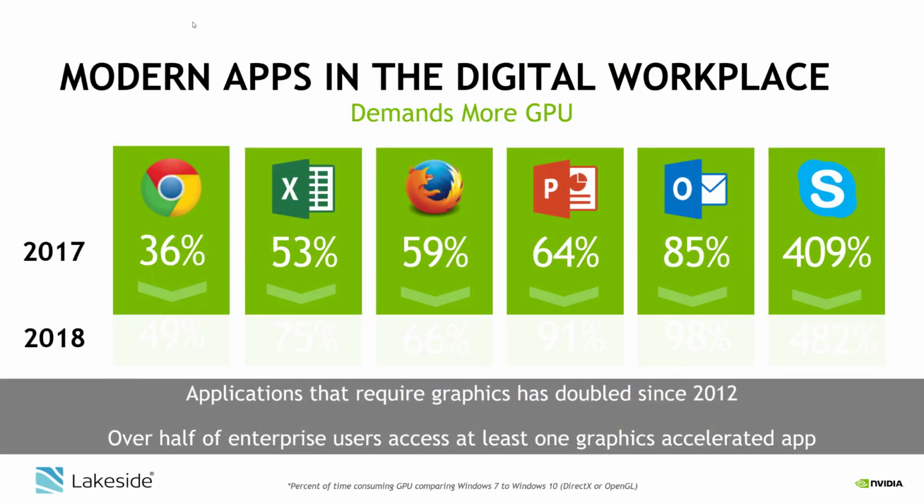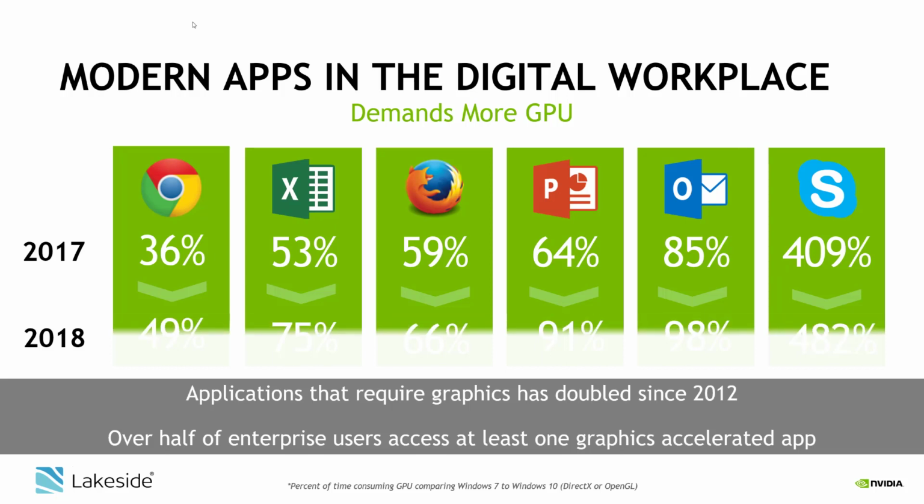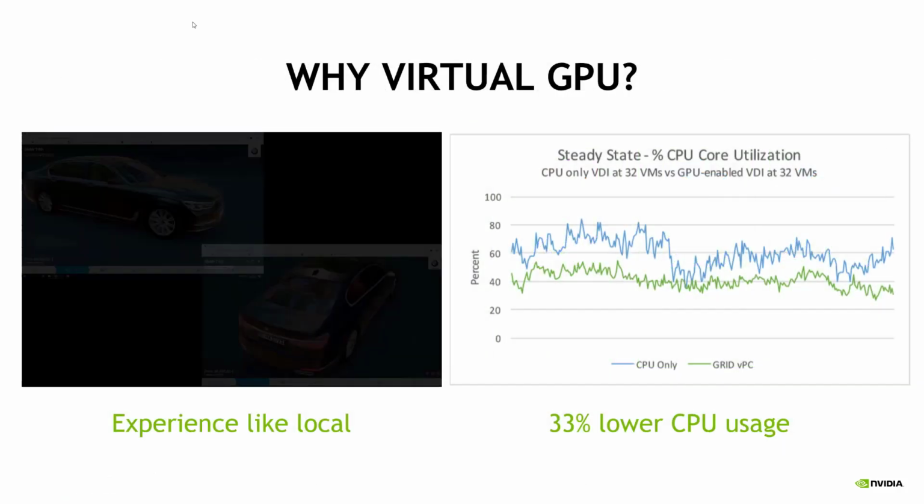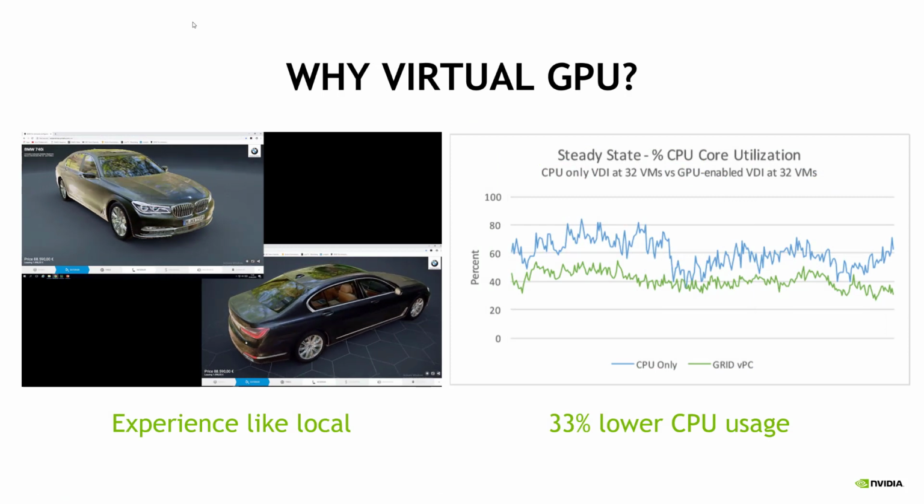So just to give you a rough example, even Microsoft Office over time has evolved in the amount that it uses a GPU. You can see here are some performance statistics we have from Lakeside from 2017 and also from 2018. You can see there's been an increase there in the amount of graphics needed for all of these applications. So why do you need a virtual GPU?